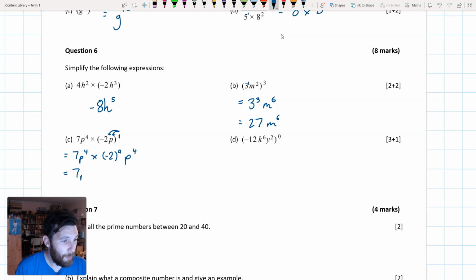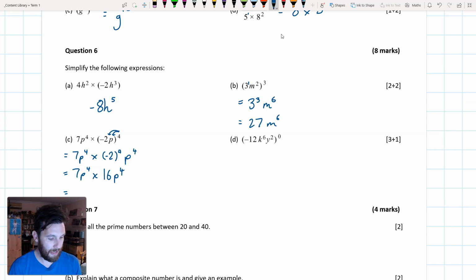All right, now it's probably handy to figure out what negative 2 to the power 4 actually is. So negative 2 times 2 is positive 4, times negative 2 again is negative 8, and times negative 2 again is positive 16. So we want positive 16 here, times p to the power 4.